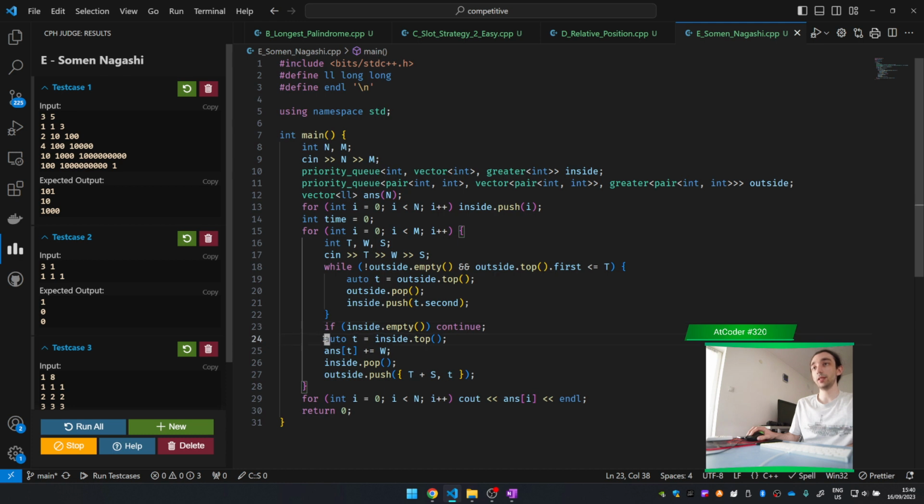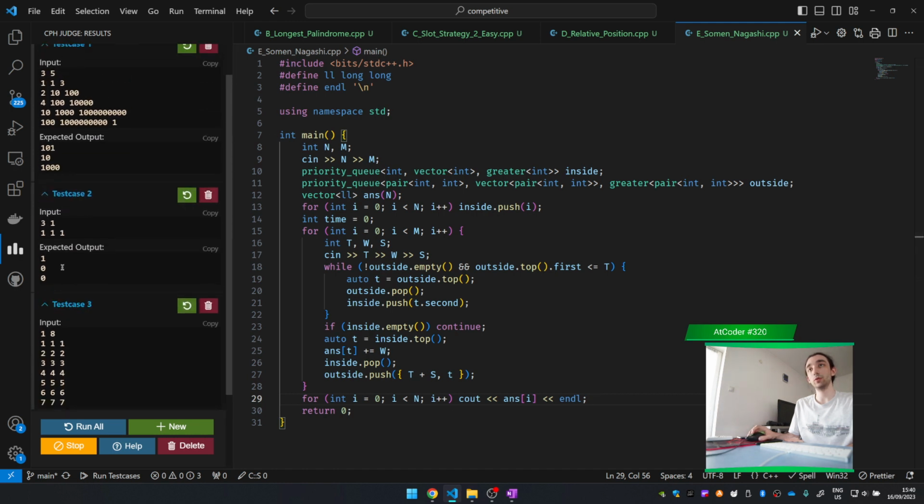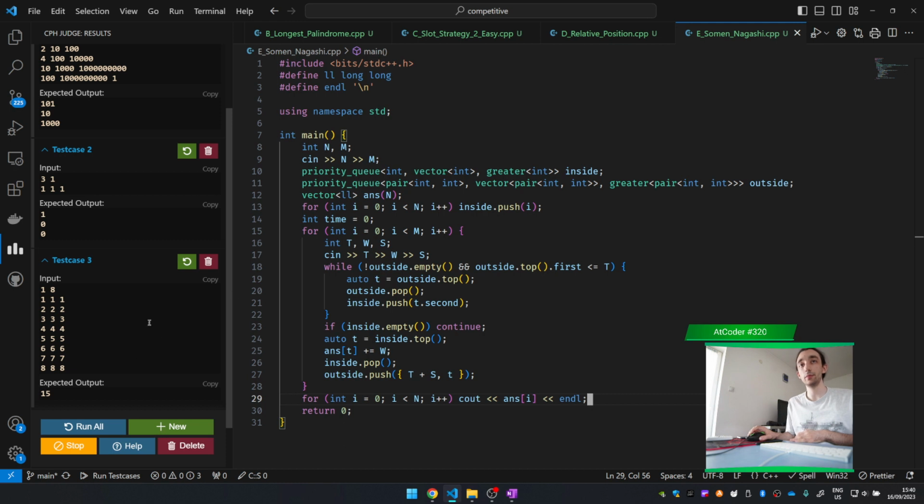But if it's not empty, we want to give that first person the noodles, increase the answer, pop them out from there, and push them in outside. And this will return after some time. He will return back. And then for the answers, just print all of the answers. I mean, how many noodles each person will get.